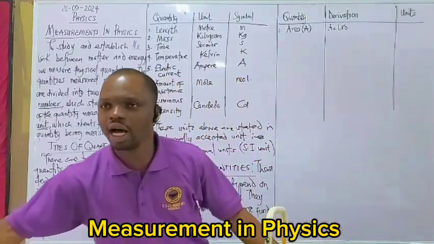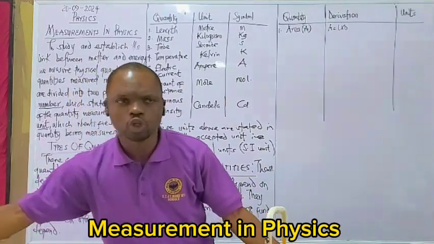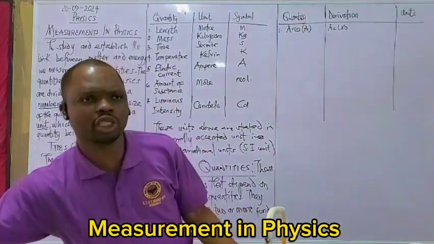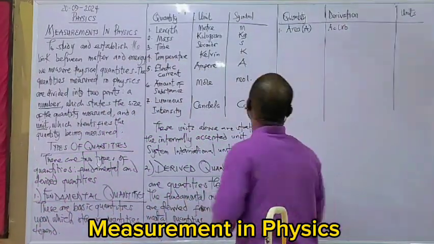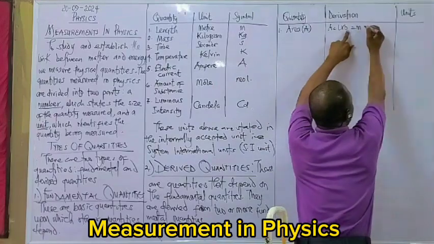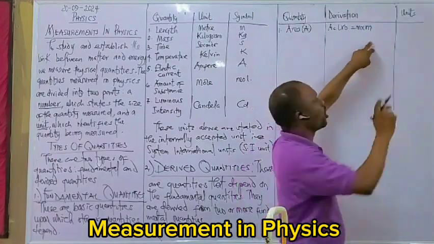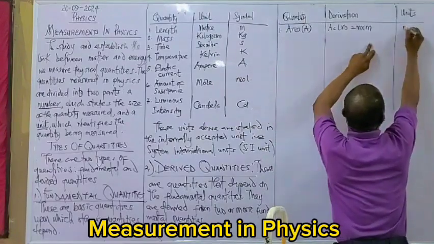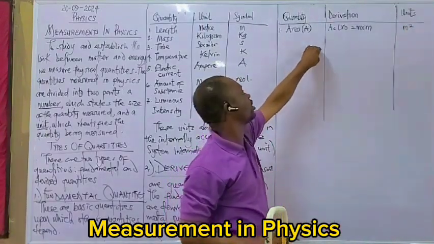But this is the shorter length. That's why it's called width or breadth. Are we together? So what am I going to use to measure this? It is in meters. This is also in meters. So length is in meters, breadth is also in meters. Meters times meters, apart from your indices, you have what? Meters squared. This is the unit for area. This is the SI unit for area.